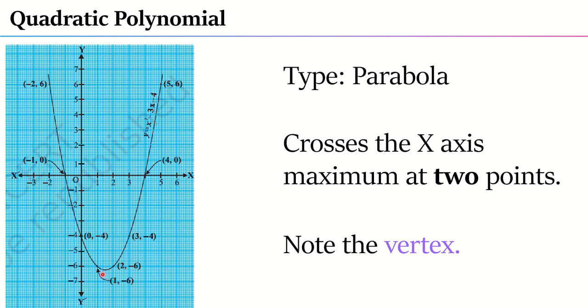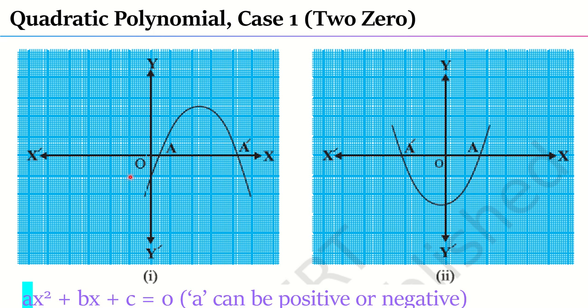So for quadratic polynomials, three scenarios are possible. The first scenario is where the parabola crosses 2 points in the x-axis. You can see a1, a1. The difference between these two types of curves comes from the fact that the polynomial has the equation ax square plus bx plus c is equal to 0. If a is positive, then you get this kind of curve. And if a is negative, you get an inverted parabola.